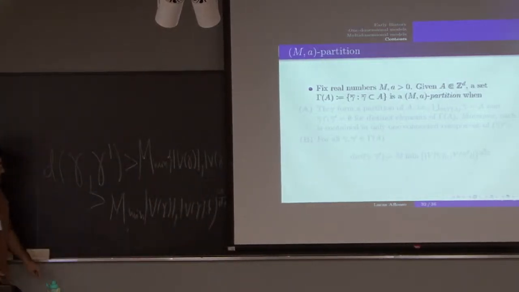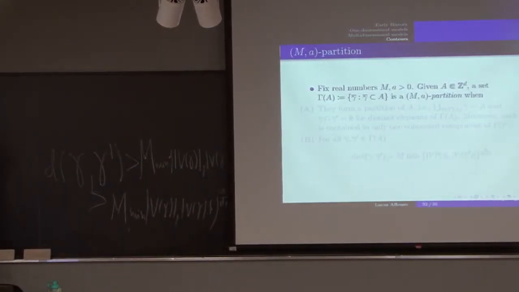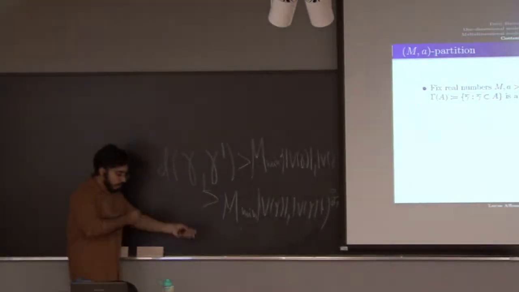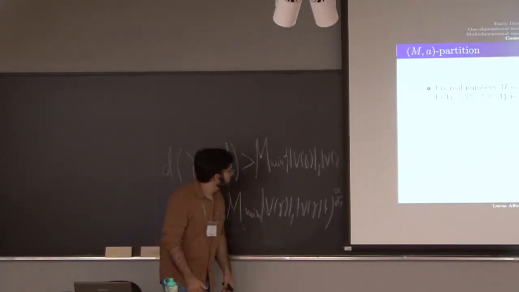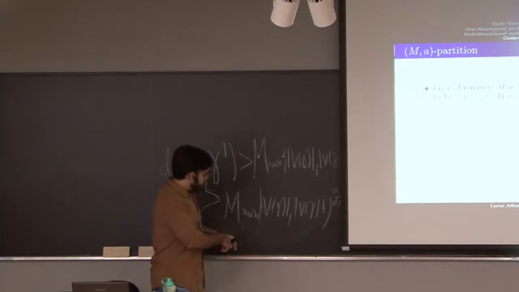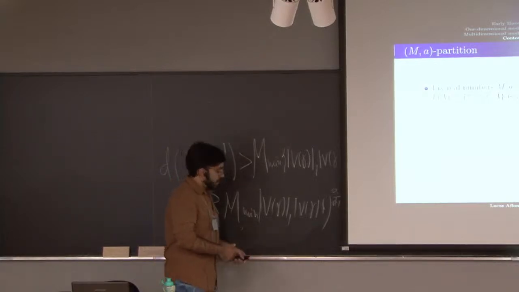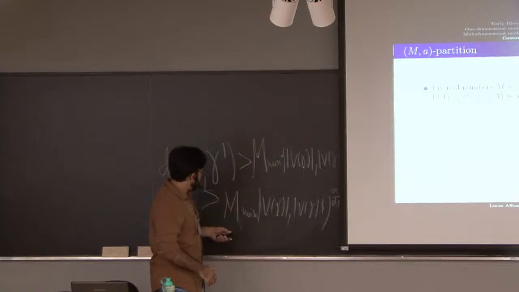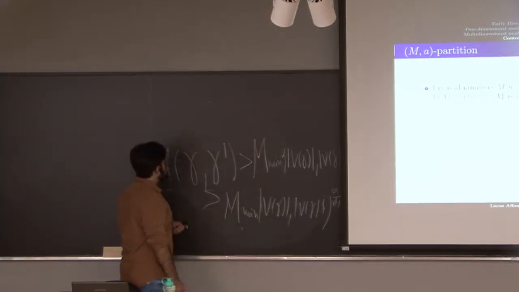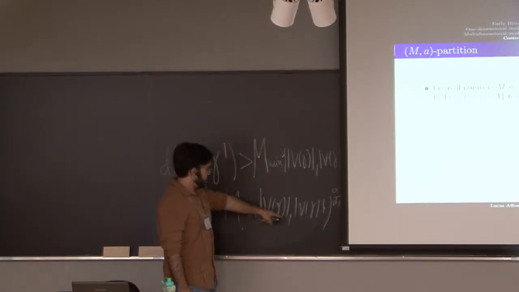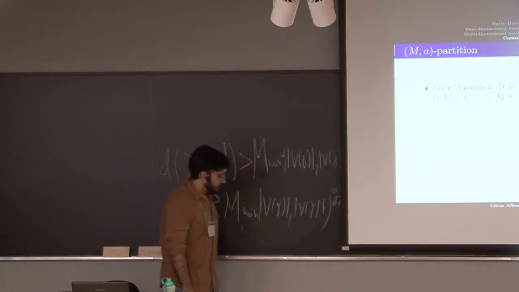Here, maybe you can see this: power A over D plus 1. So there is no R, and you don't need to break the set before checking the condition of separation. You just look at the volume, and this is it.